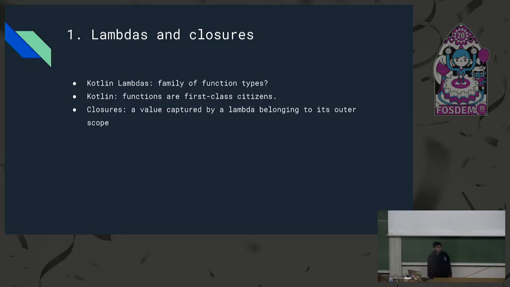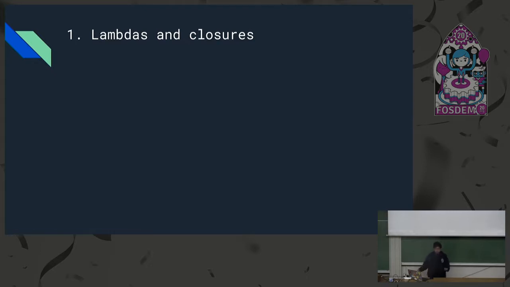Closures, on the other hand, are more of a programming concept. It's more related to a lambda. Anything which is outside the scope of a lambda, and if it's consumed inside, captured inside a lambda, then you call it a closure. That's just basic concepts which you're going to use further down the slide, so it's just good to have it clear.